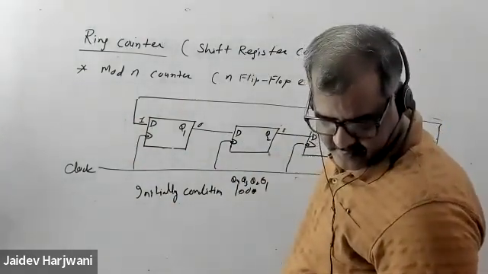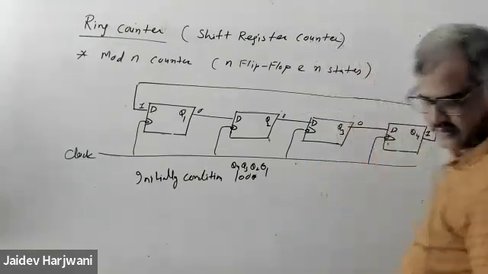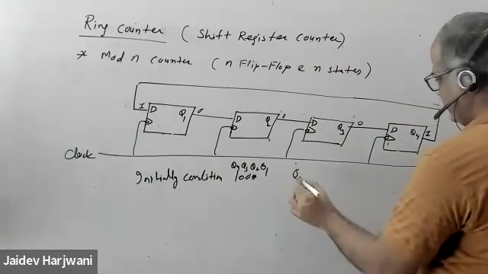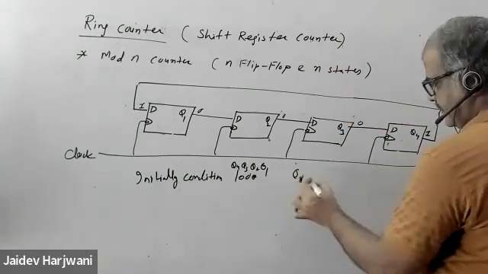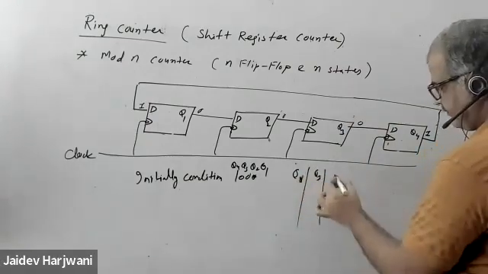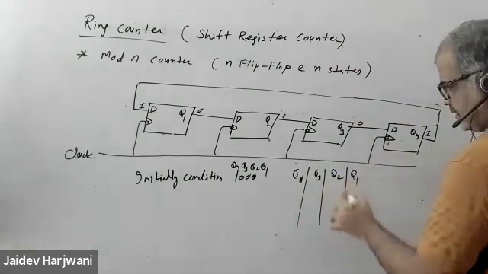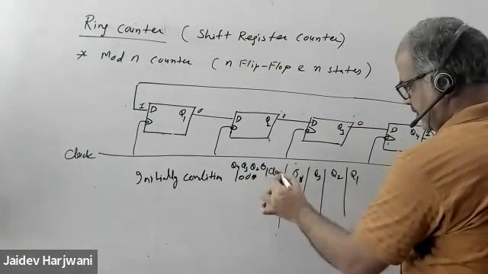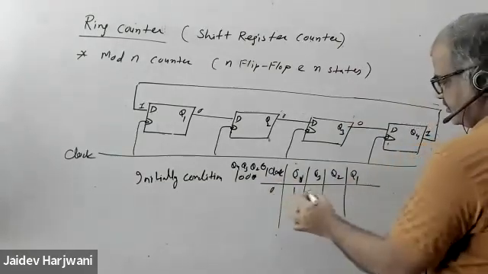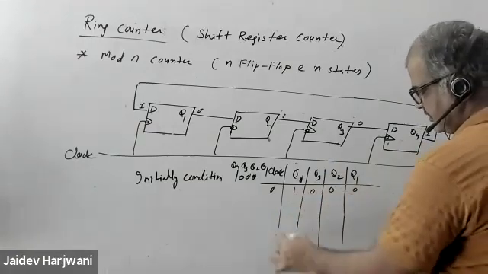Let us say now I have a table: Q4, Q3, Q2, and I have Q1, and we have a clock. So in the beginning, the condition is 1 0 0 0. We have to give an initial condition, and in most cases we give only one 1.